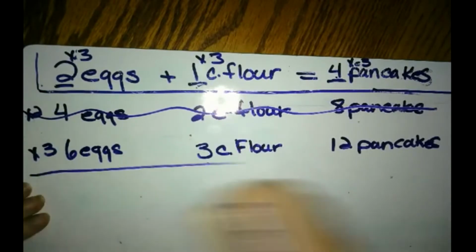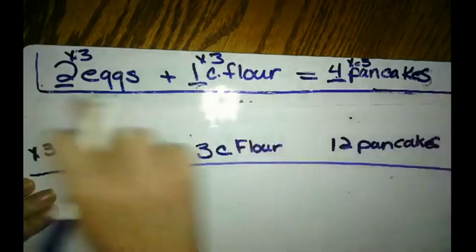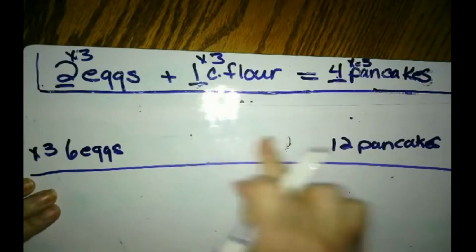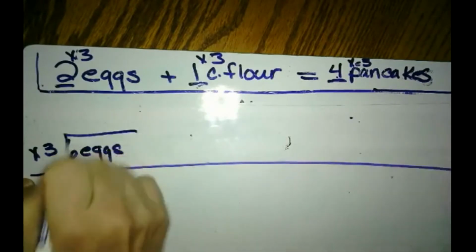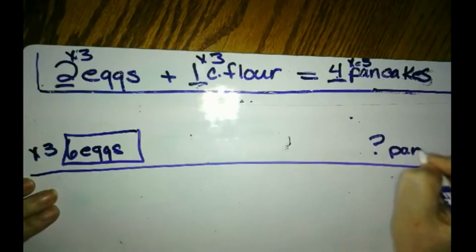So let's look at what's going on here. And we're going to use our triple the recipe, okay? And we are going to say that I start out with 6 eggs, okay? And then I want to know how many pancakes.